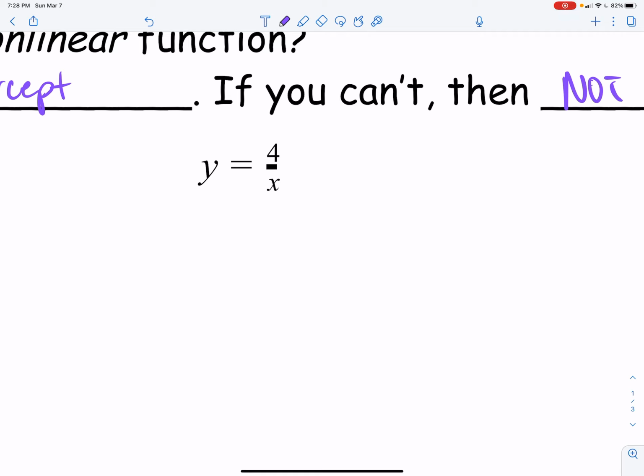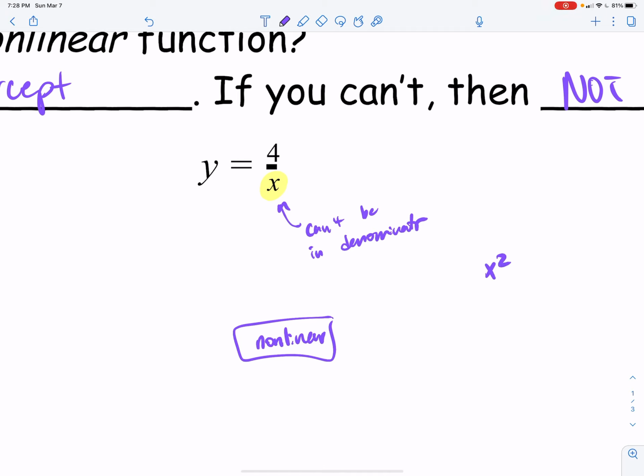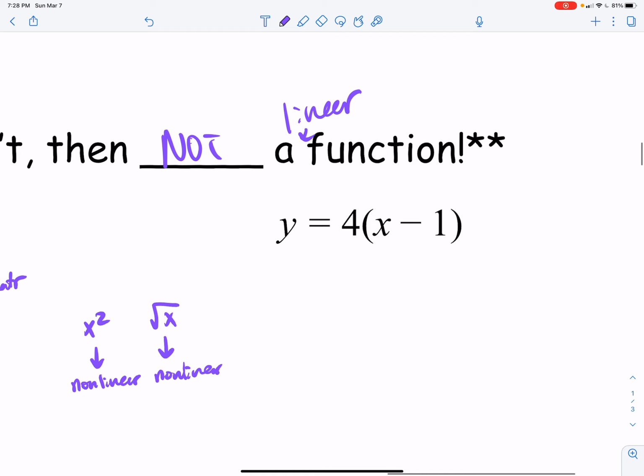Y equals 4 over x. This is a little peculiar because you can't have x in the denominator if it is a linear function. You also can't have anything like x squared, this is also non-linear. If you have a square root of x, this is also non-linear. So you can't have exponents. You can't have x in your denominator. Those are non-linear functions. All right, next one, let's take a look.